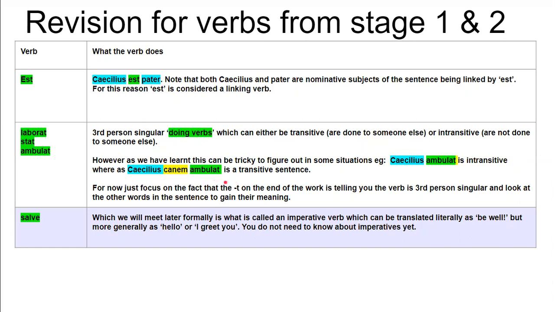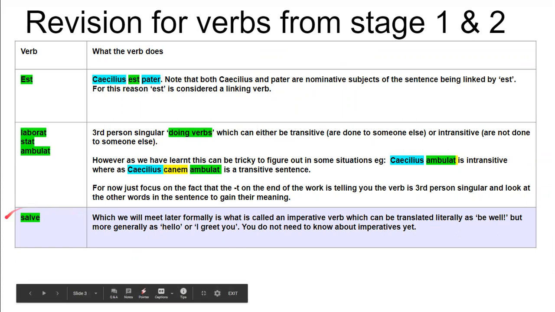Okay. As I said before, just focus on the T endings. The T endings in green. Also, as I've said before, the first three endings for first, second, and third person are O, S, T. T is the third person singular ending.